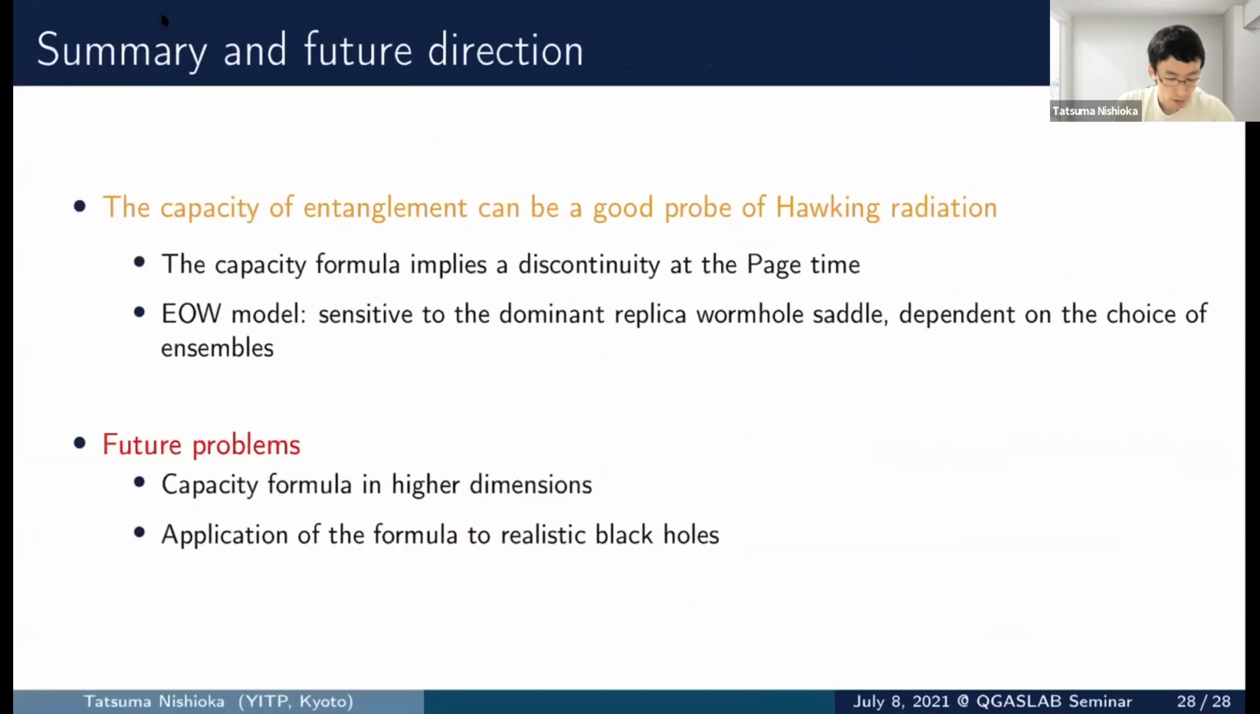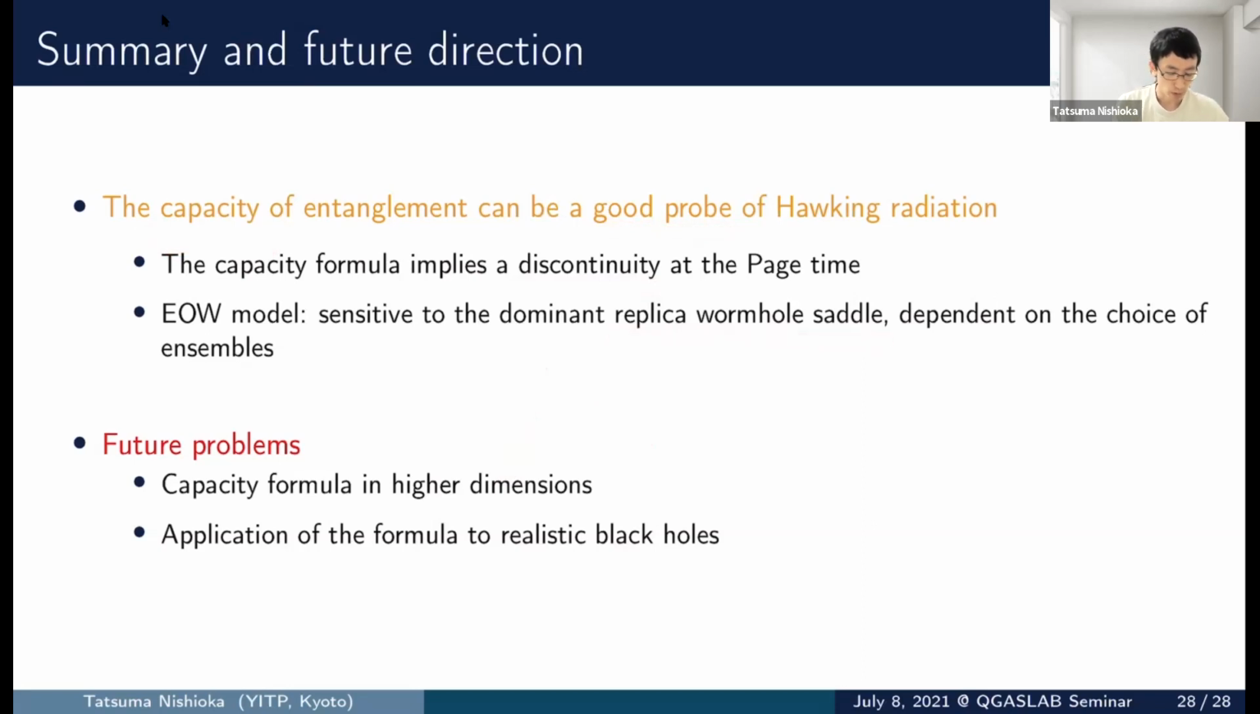In this talk, I hope I can convince you that the capacity of entanglement can be a good probe of Hawking radiation. From the capacity formula in 2D dilaton gravity, we speculate that there must be some discontinuity at the Page time. In the end-of-the-world brane model, we can also take into account the partly connected replica wormhole configurations, and then the discontinuity becomes a peak or crossover. But still, the capacity of entanglement probes the Hawking radiation or the formation of the replica wormhole.